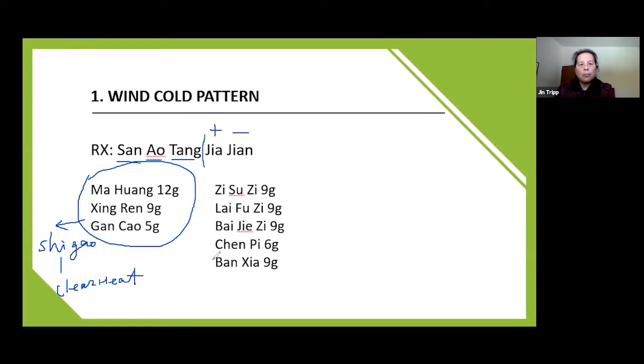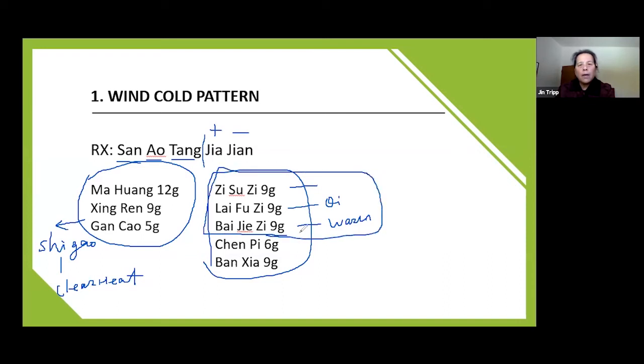To resolve phlegm and direct lung qi downwards, all these herbs go to the lung. 白芥子 is pretty warm, warming the lung and resolving phlegm. 莱菔子 moves qi. 紫苏子 goes to the lung and stops cough and phlegm. Generally speaking, these three herbs together have a formula name, 三子养亲汤.